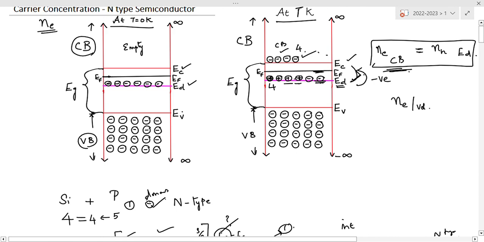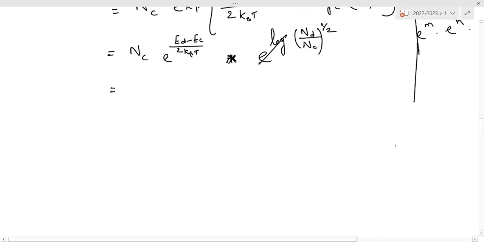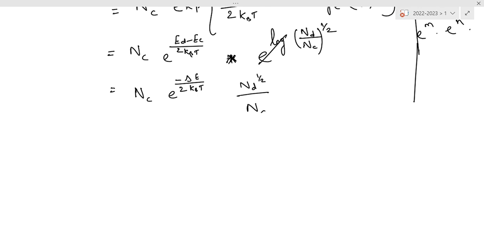ED minus EC is, look at the diagram, ED minus EC. From ED, the donor energy level, the electrons are moving to the conduction band. So the energy required for the donor electrons to move to the conduction band is called the donor ionization energy, ED to EC. Because EC is at the higher energy level and ED is at the lower energy level, EC minus ED is del E, whereas ED minus EC is minus del E. Therefore, this donor ionization energy has to be taken here: Nc e power minus del E by 2 kBT, ND power half divided by NC power half.